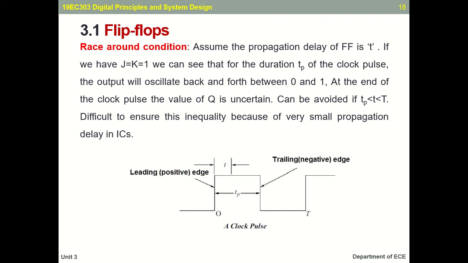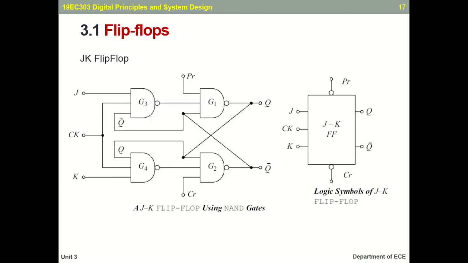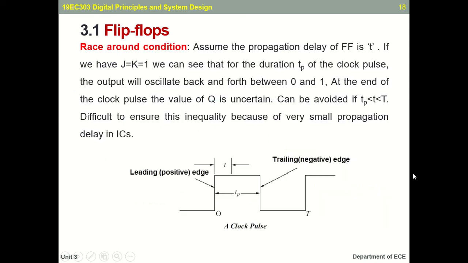And the change that has been made in the JK flip-flop is, in your SR flip-flop, this output cross coupling happens only to G1 and G2 NAND gates, whereas here it happens for these NAND gates too. So your output is cross coupled. Your Q bar is coupled with your G1 and G3, and your Q is coupled to your G2 and G4.